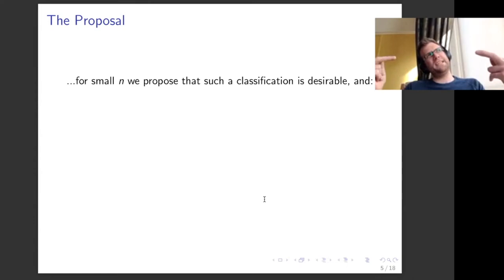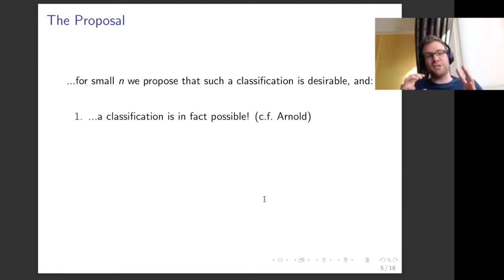The first thing is that we're insisting, at least for small n, and n being 0 and 1 for us would be small, that the classification actually is possible. We think there's going to be a classification, and we're going to be able to say, here it is. And maybe I can pause to say a little bit about this: the rest of the talk is going to be all about flops and birational geometry. But really, I think to me, this is perhaps the bigger fundamental point.